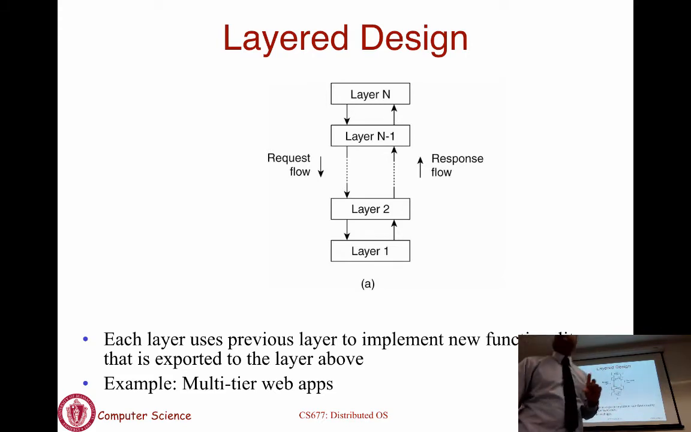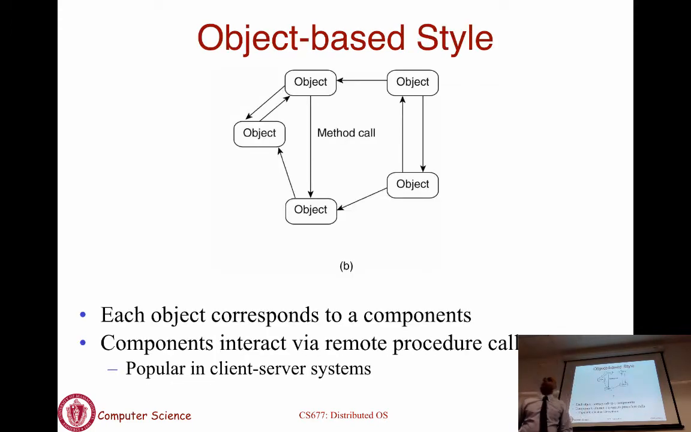Now, because layered design is somewhat restrictive in prohibiting components from talking to layers other than the one below and above it, you can generalize this and have a more general architecture, which is called object-oriented architecture. If you've written Java or used any object-oriented programming language, you know what objects are. Now, in a distributed system, each object could actually reside on a different machine, and objects are still communicating with one another, as shown by the arrows.